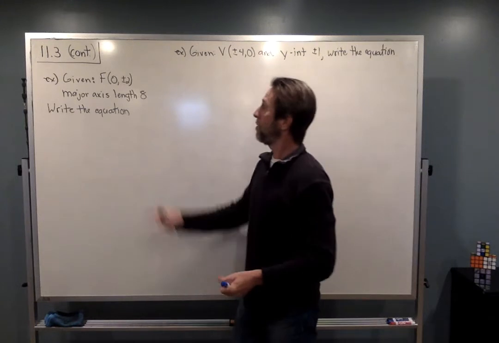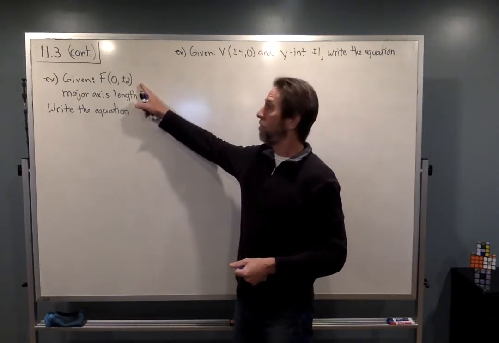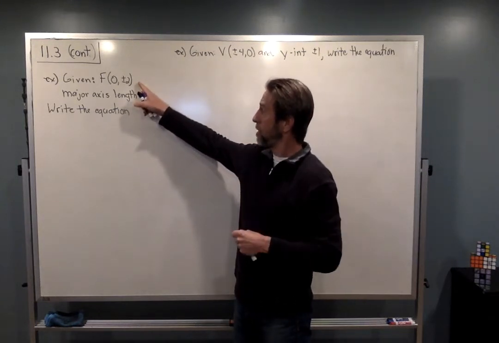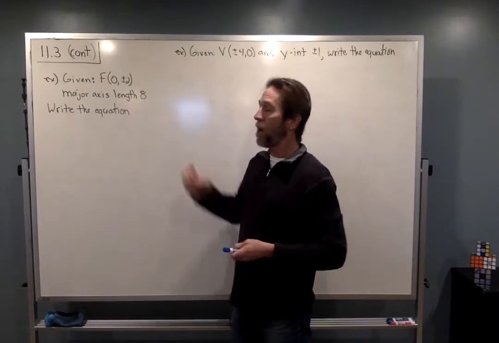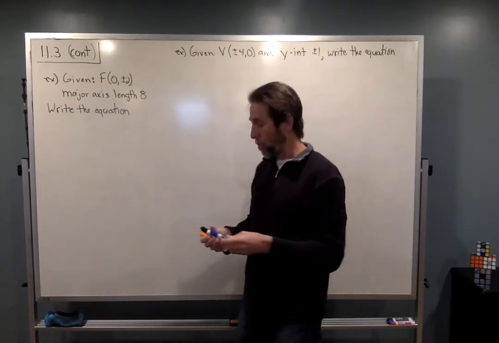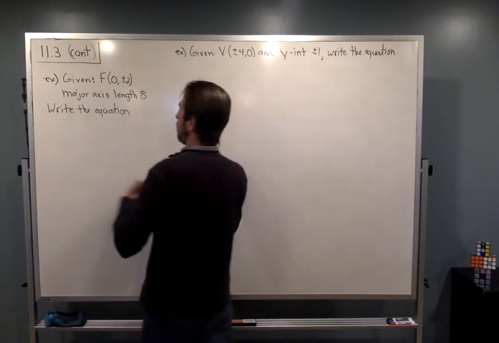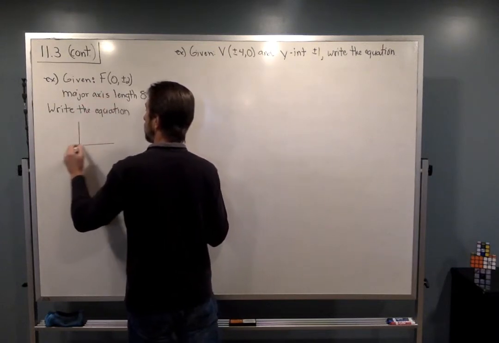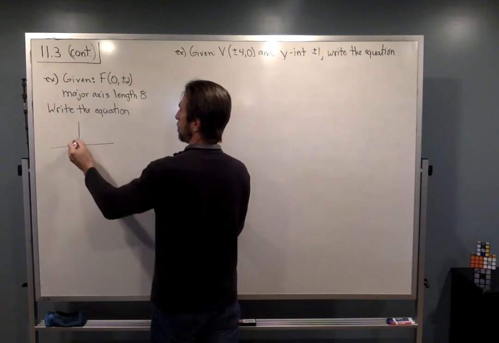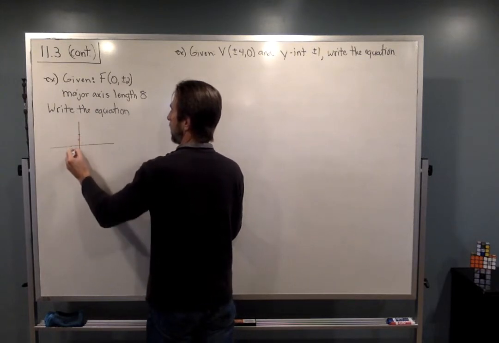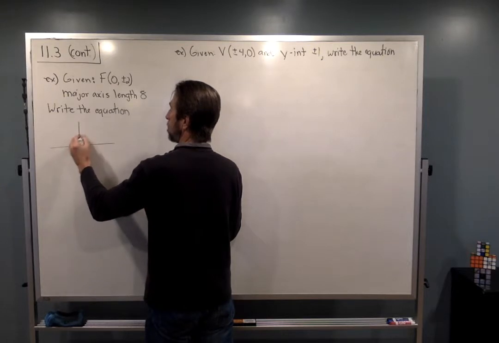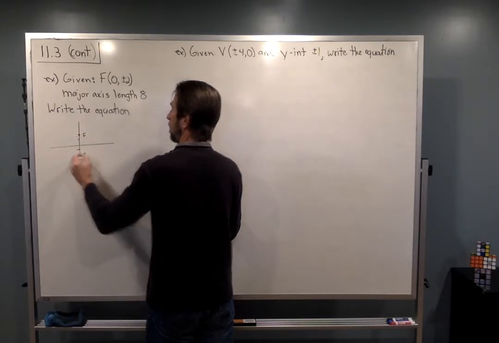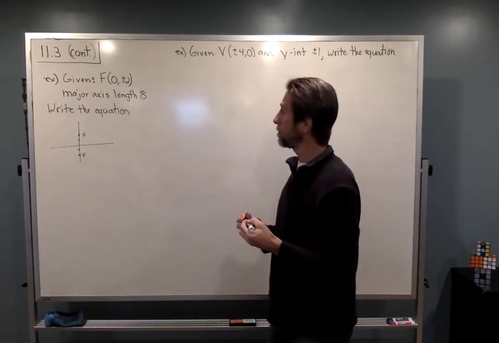We know that we have an ellipse with the foci being 0, plus or minus 2. The major axis is length 8. So let's get a quick sketch because that could help. Plus or minus 2 for the foci, so it's basically going to be up here 2 and down here 2. Remember, those are not points on the ellipse, but they are a big part of it.